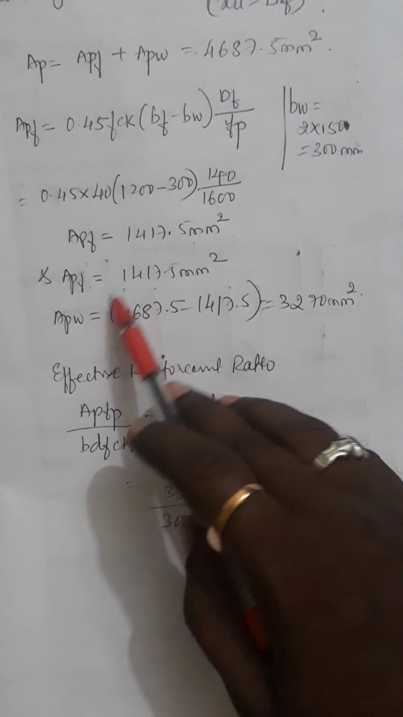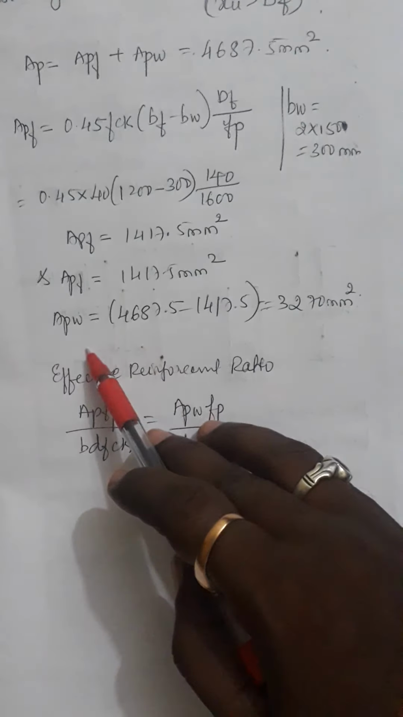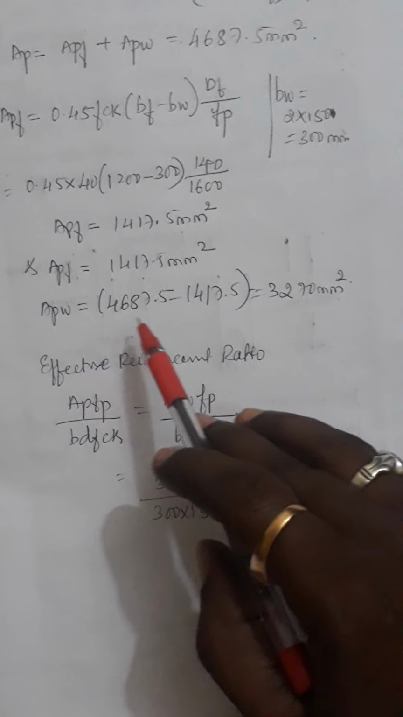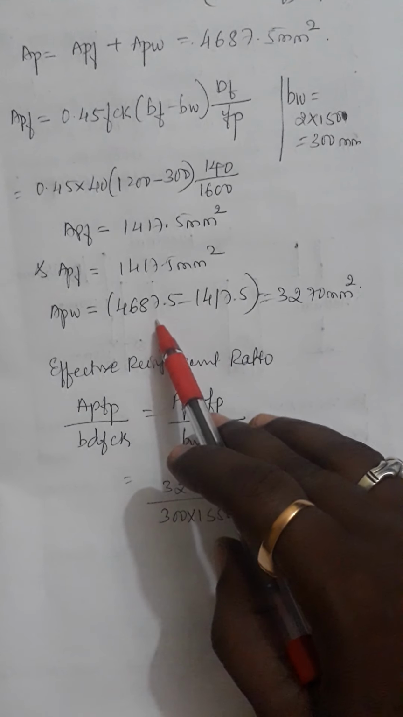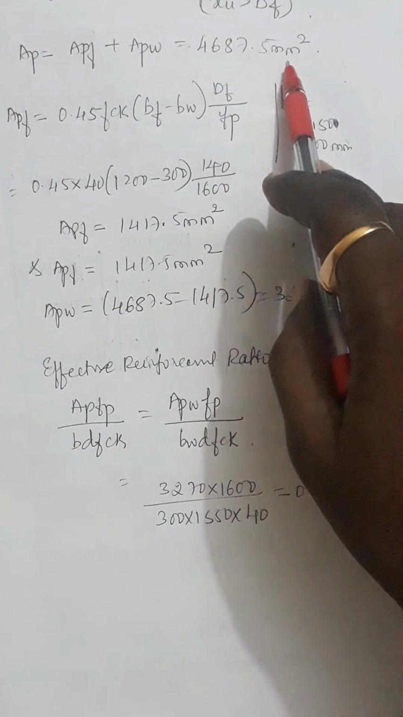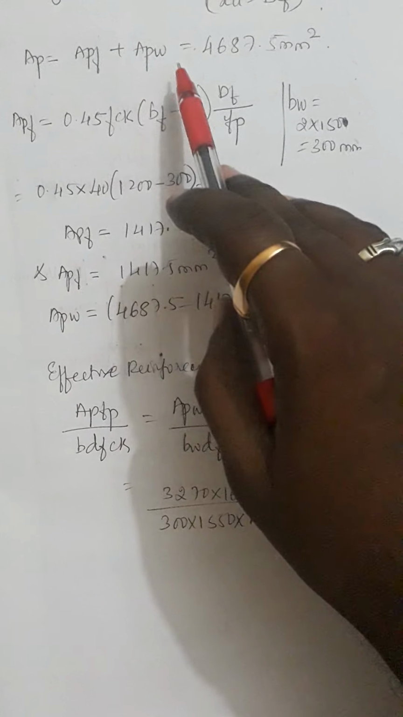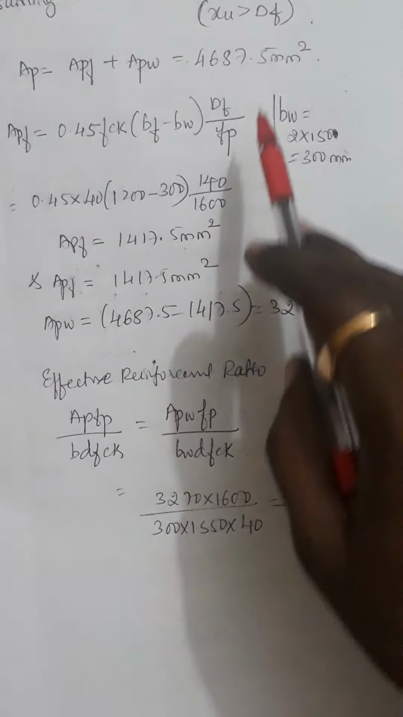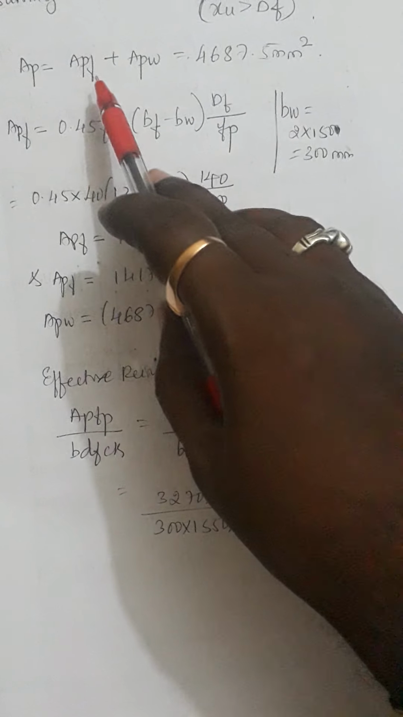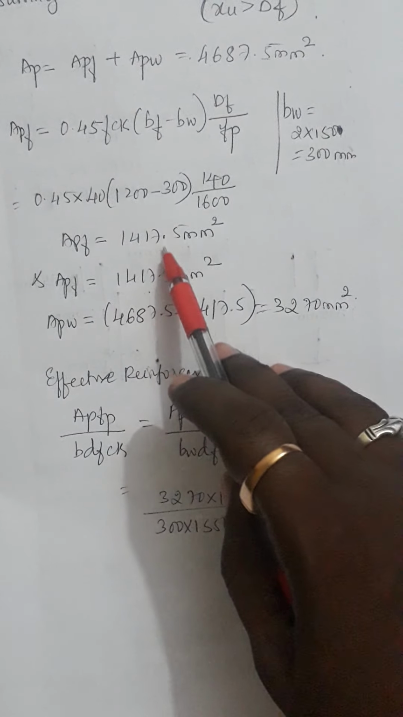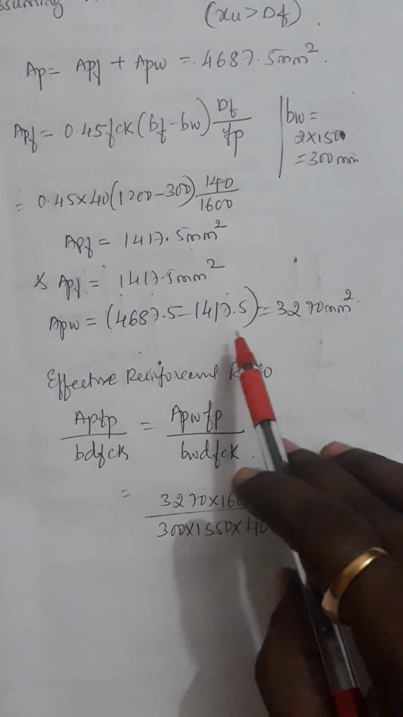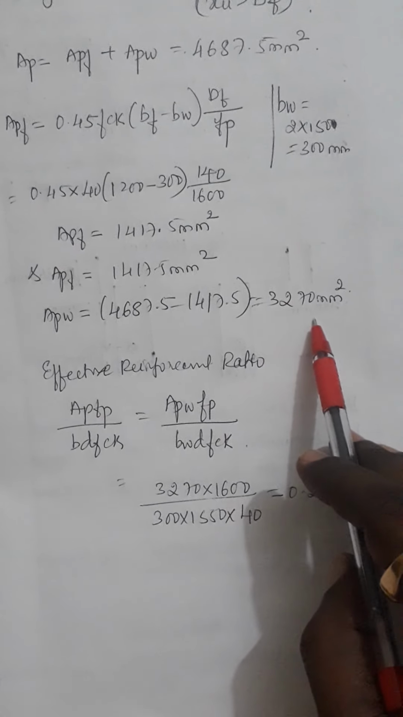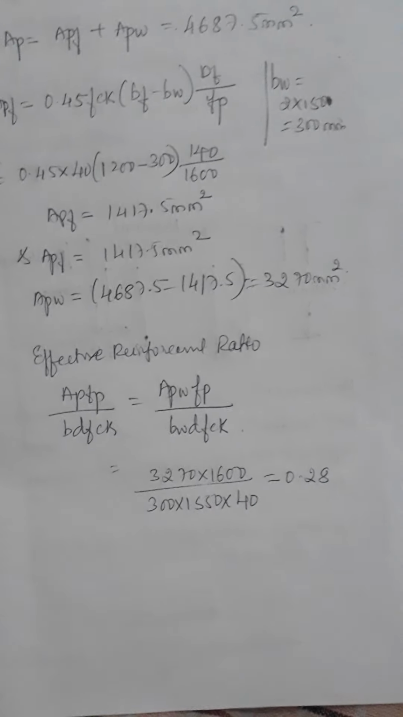Now you have to find the area of pre-stressing web. The total area is 4687.5 and we got APF, so we subtract. APW is equal to 4687.5 minus 1417.5. So we get APW, area of pre-stressing web, equal to 3270 mm square.